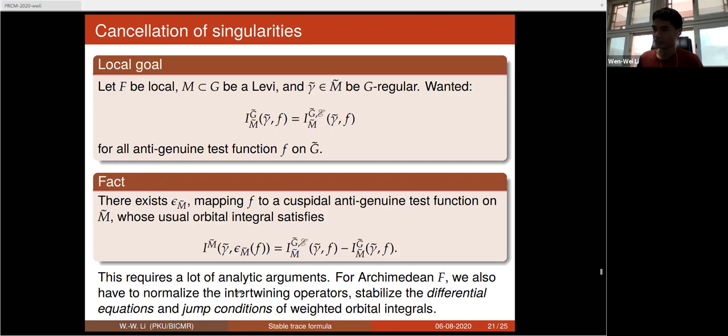The first is we want to normalize intertwining operators in terms of local L functions. But this is for real groups, so you can calculate everything by hand. This can be done. And secondly, if you want to show something is an orbital integral on a Lie group, you need to check some differential equations and some jump conditions. So in our case, this amounts to stabilizing the differential equations satisfied by orbital integrals, as well as the jump conditions. So again, we can copy the argument from Moeglin-Waldspurger or Arthur to do this.